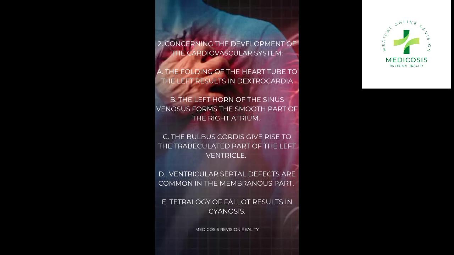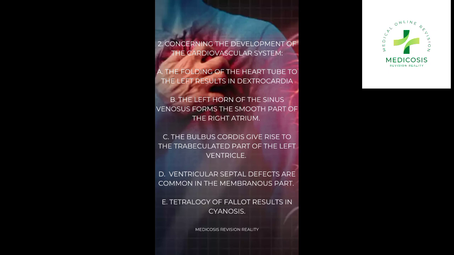So what happens in dextrocardia, medics? Dextrocardia is an anomaly in which the primitive heart tube folds to the left in a mirror image of a normal bulboventricular loop. This usually occurs when all the organ systems are reversed, a condition called situs inversus. B. The left horn of the sinus venosus forms the smooth part of the right atrium. The answer is simple if you were listening to the first part of the explanation, medics. It is false. Remember, the left horn forms the coronary sinus.